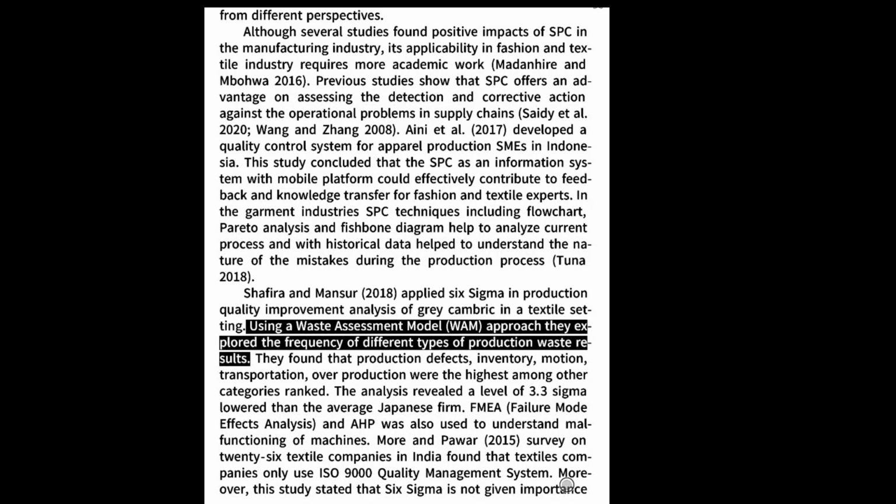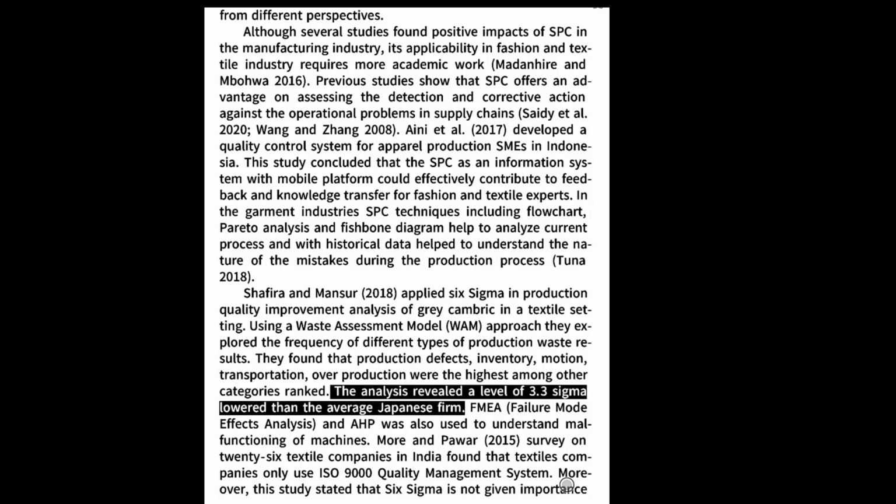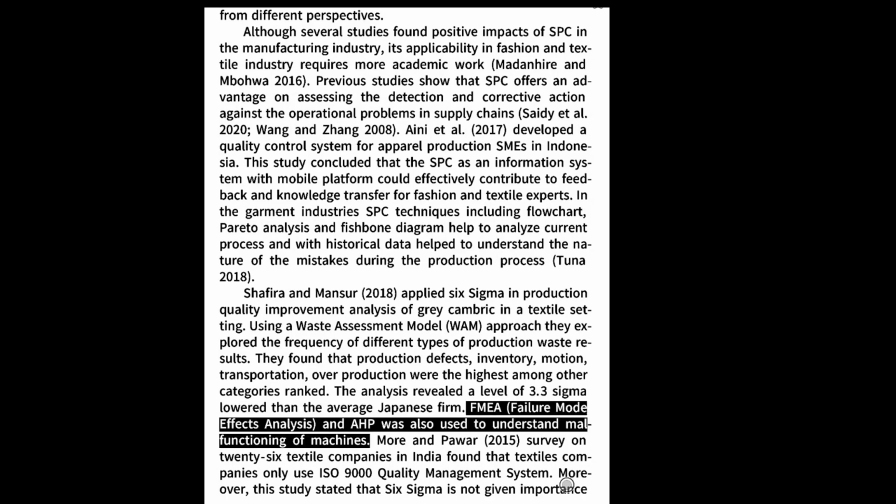Using a waste assessment model (WAM) approach, they explored the frequency of different types of production waste results. They found that production defects, inventory, motion, transportation, and overproduction were the highest among other categories ranked. The analysis revealed a level of 3.3 sigma, lower than the average Japanese firm. FMEA (failure mode effects analysis) and AHP were also used to understand malfunctioning of machines.